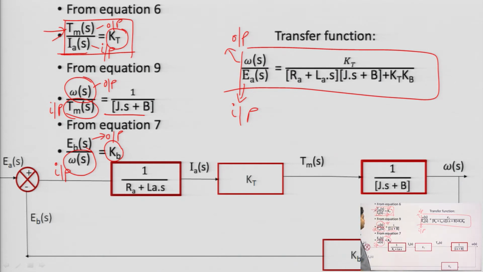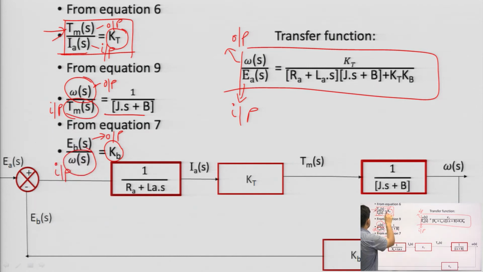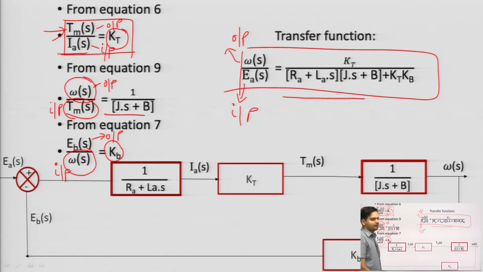If you replace all this together, and assume this is your final output omega of s, then this is T m of s. Then you have to replace the value of T m of s by k t times I a, and it will come here. If you solve all this, you will get this transfer function. It is simple mathematics.